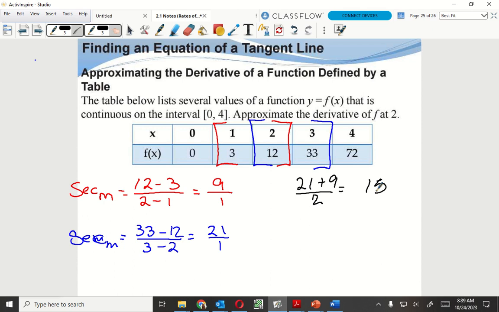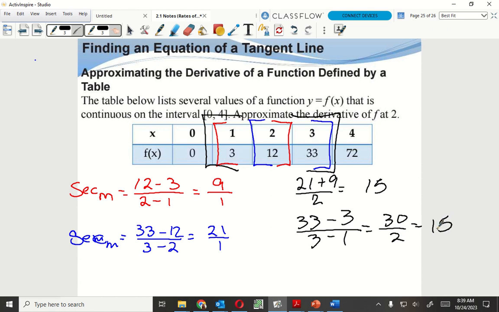What else could I have done instead? Say 33 minus 3 over 3 minus 1, which is 30 over 2, which still gives me 15. So the average slope in between those 2. So we could average out the slope in between the 2. Sometimes you don't have a value here, so you would actually have to use the left side and right side to try and figure it out.